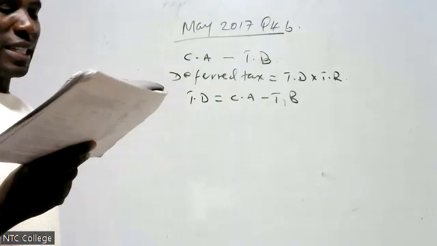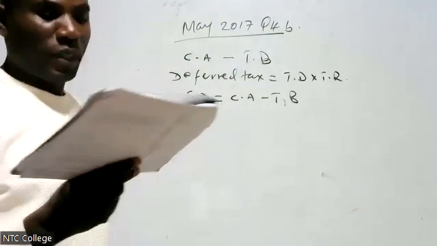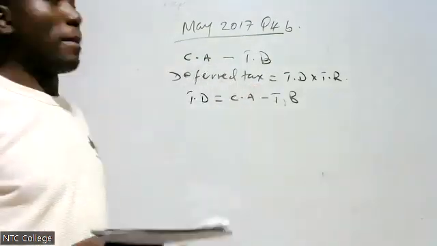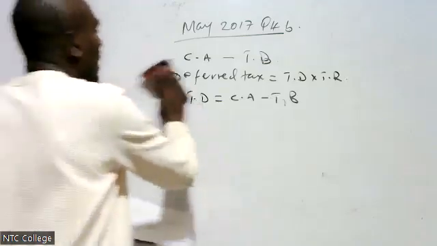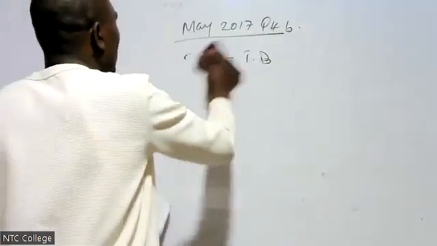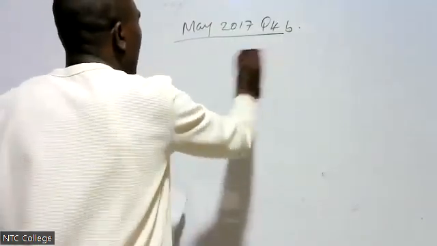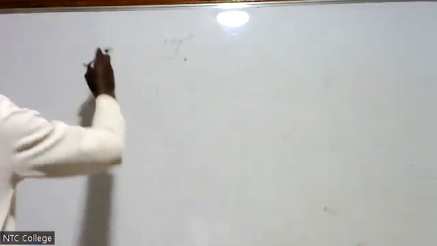Then we have deferred income tax as at 30th April 2017. There we have 2 marks. Therefore, the examiner wants us to get what we call deferred tax, in the question of May 2017.